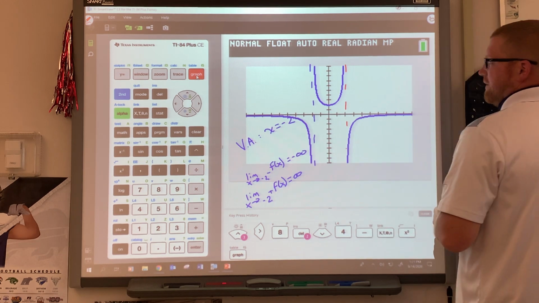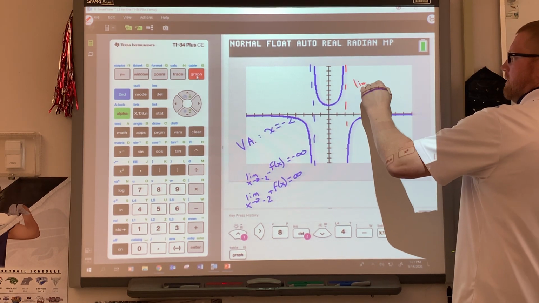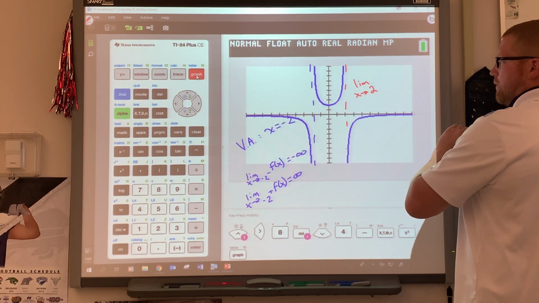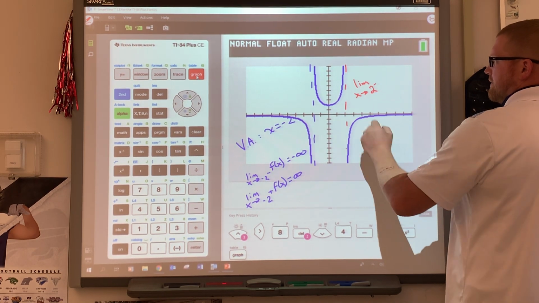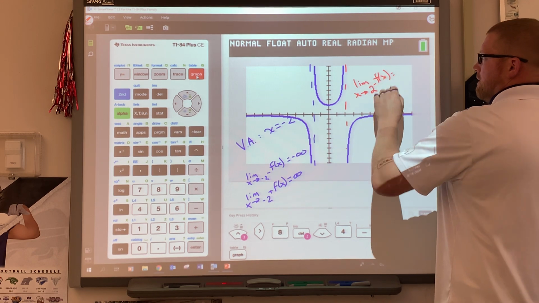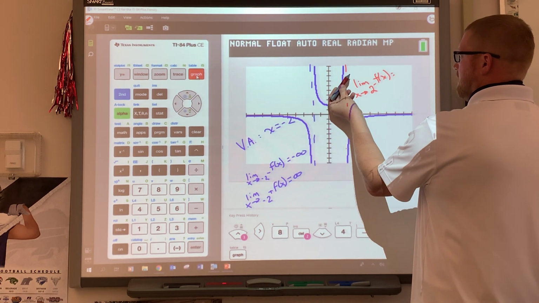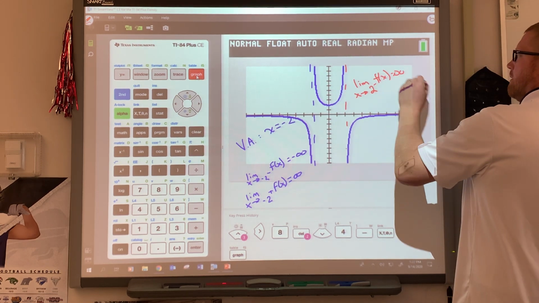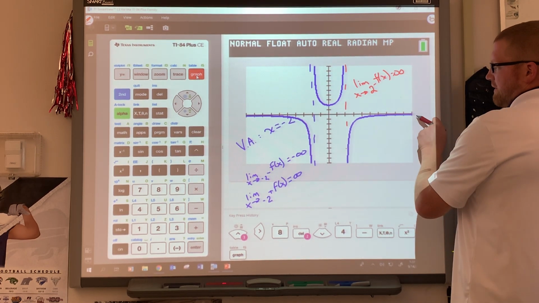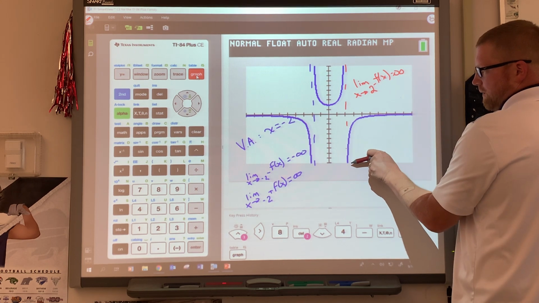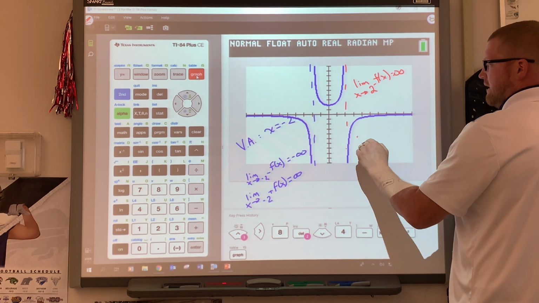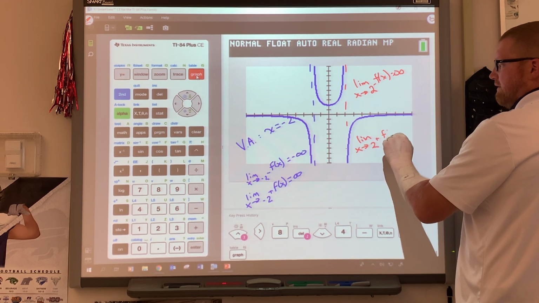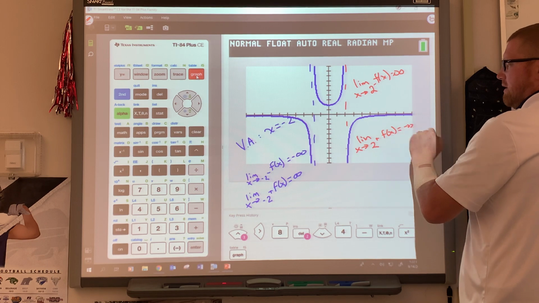So let's take a look at what the limit notation would look like there. The limit as x approaches, what value does that appear to be? 2. Let's do it from the left first. As I follow this function to 2 from the left, where am I going? Positive infinity. As I follow this function from the right to 2, where am I going? Negative infinity. So the limit as x approaches 2 from the right of the function is negative infinity.